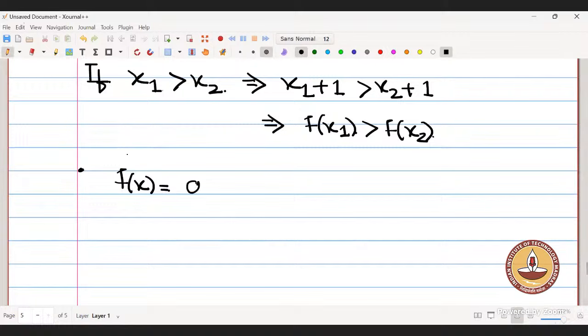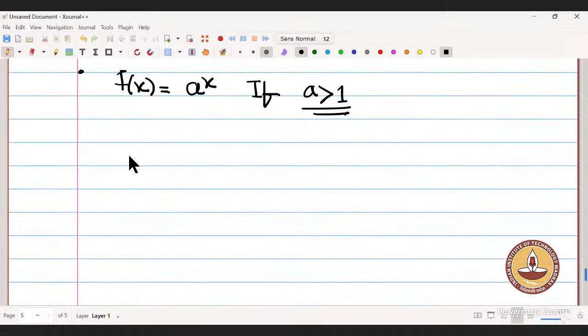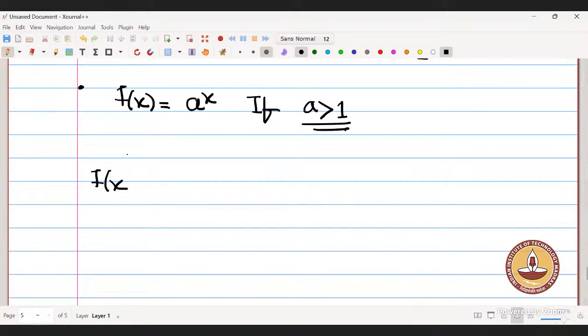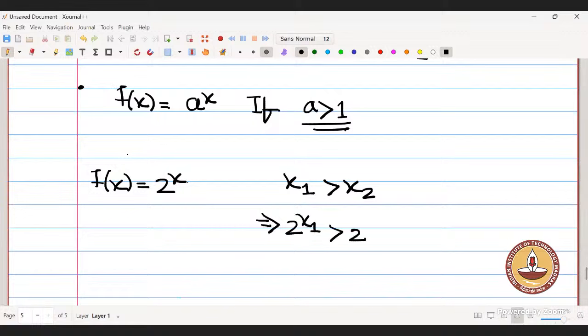Yeah, so let me write the exponential function if a is greater than 1. For example, if I consider this function f of x equal to 2 power x, then it's clear, right? If my x1 is strictly greater than x2, then 2 power x1 is also strictly greater than 2 power x2. And from the graph also, you can easily say that your function is strictly increasing, right?